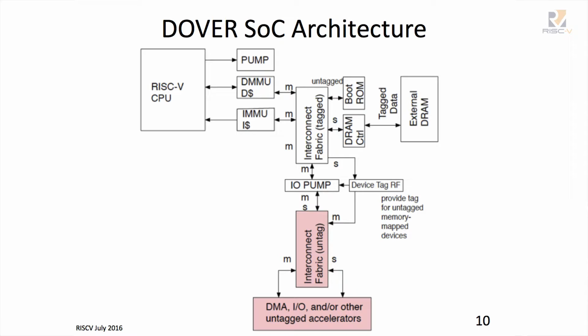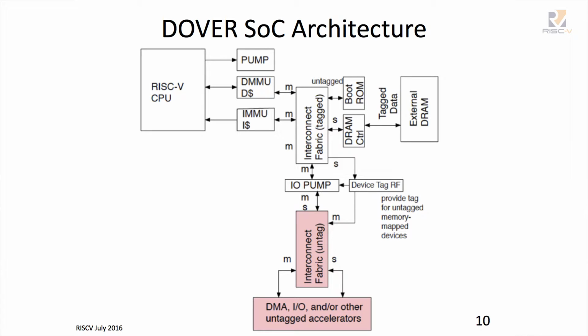The bottom side here is the untagged piece of the world, our interface with the outside world. So this is an untagged fabric. Mediating between those two, we have this I/O pump that's supporting these rules on the I/O operation, and a device tag register file. If we're doing a slave operation, that's still going to be checked by the pump, but the device tag is going to provide the tag for the memory mapped device, if the memory mapped device can't provide it itself. And then the pump can enforce the rules.